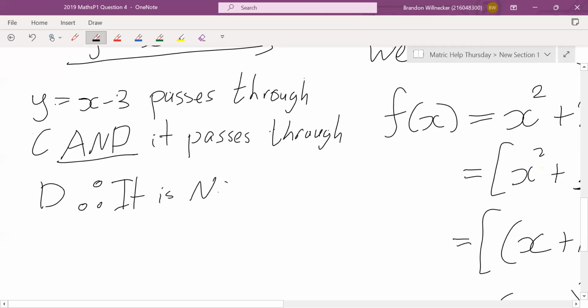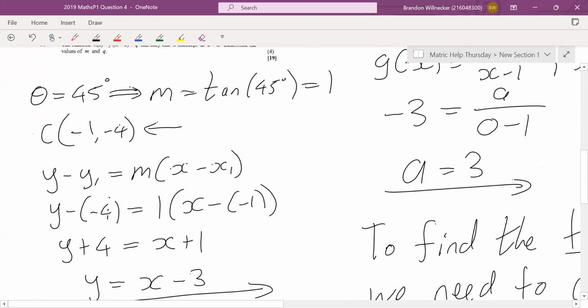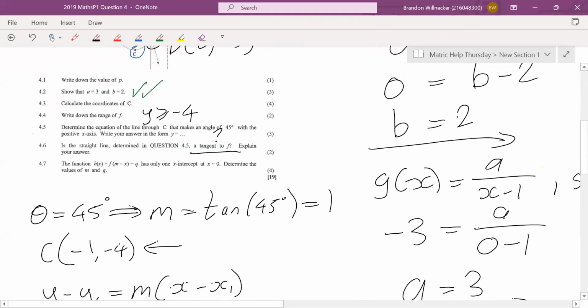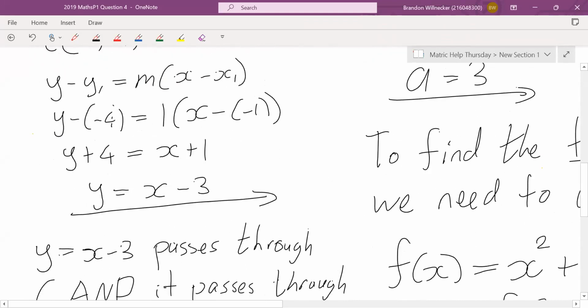It is not tangent, because we know from the definition of tangent, it has to pass through 1 point. Here it passes through 2 points, and so it can never be a tangent. Okay, that's one way of answering. So let's just put a little 1 here.